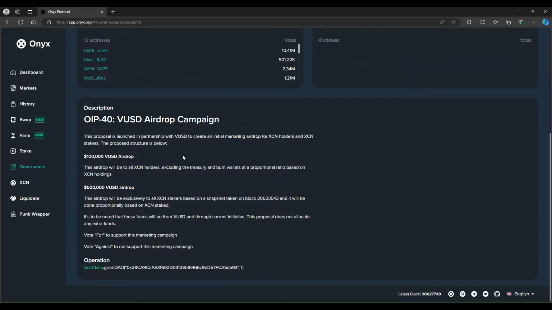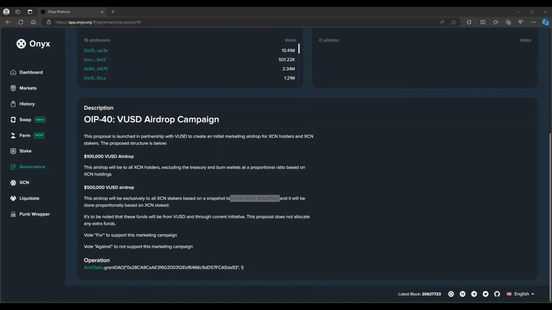So the proposal is launched in partnership with VUSD to create an initial marketing airdrop for XCN holders and XCN stakers. And obviously between the two, there's a huge difference. The structure is below. 100 grand is going to be airdropped to everybody holding XCN, excluding the treasury and burn wallets, in a proportional ratio based on XCN holdings. $500,000 will be airdropped to those who exclusively stake XCN, based on the snapshot of whenever this block is going to be, and done proportionately. And this is up for vote right now.